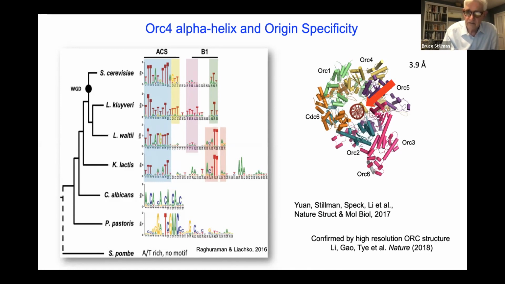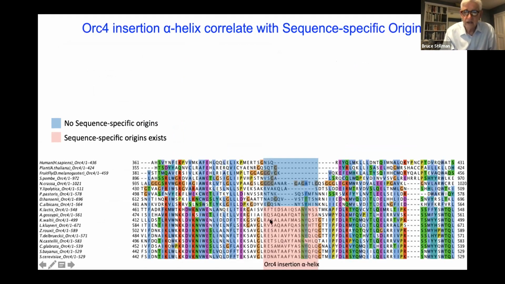This was also confirmed with higher resolution structure of the ORC on DNA from the Gao and Tye laboratories. And this shows that alpha helix. Here's the alpha helix shown in pink. And these are the budding yeasts that I mentioned before that have that. And these are budding yeasts that do not have it here. This is the region where the alpha helix is missing, including in flies, in plants, and in human.